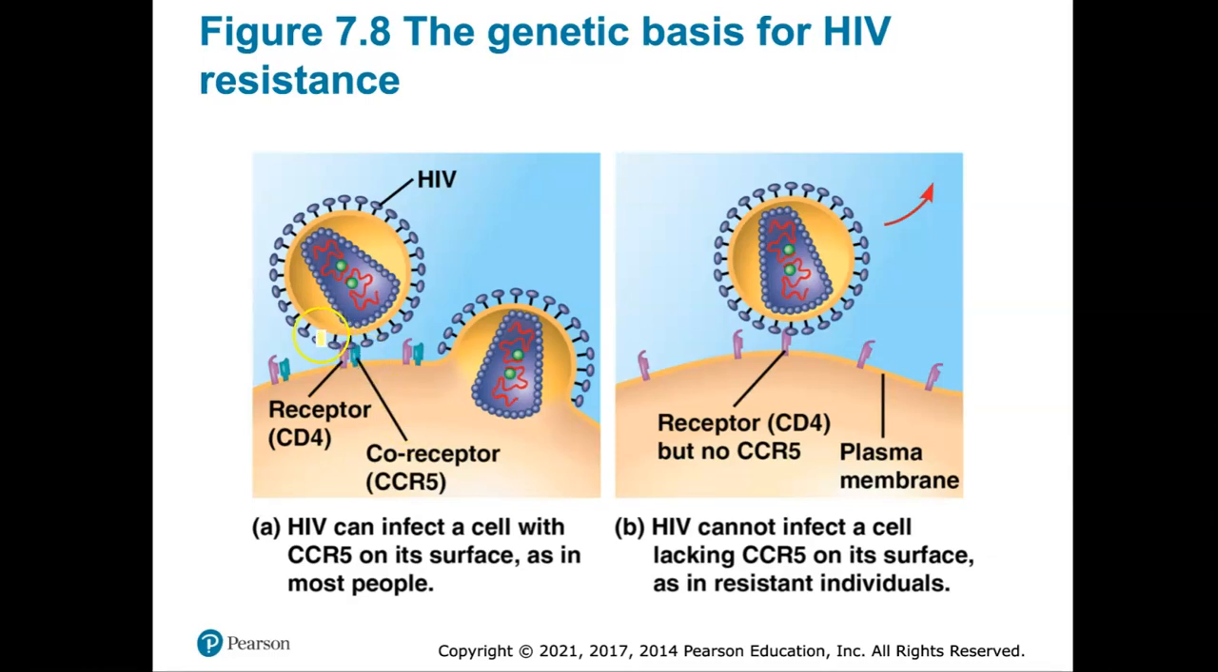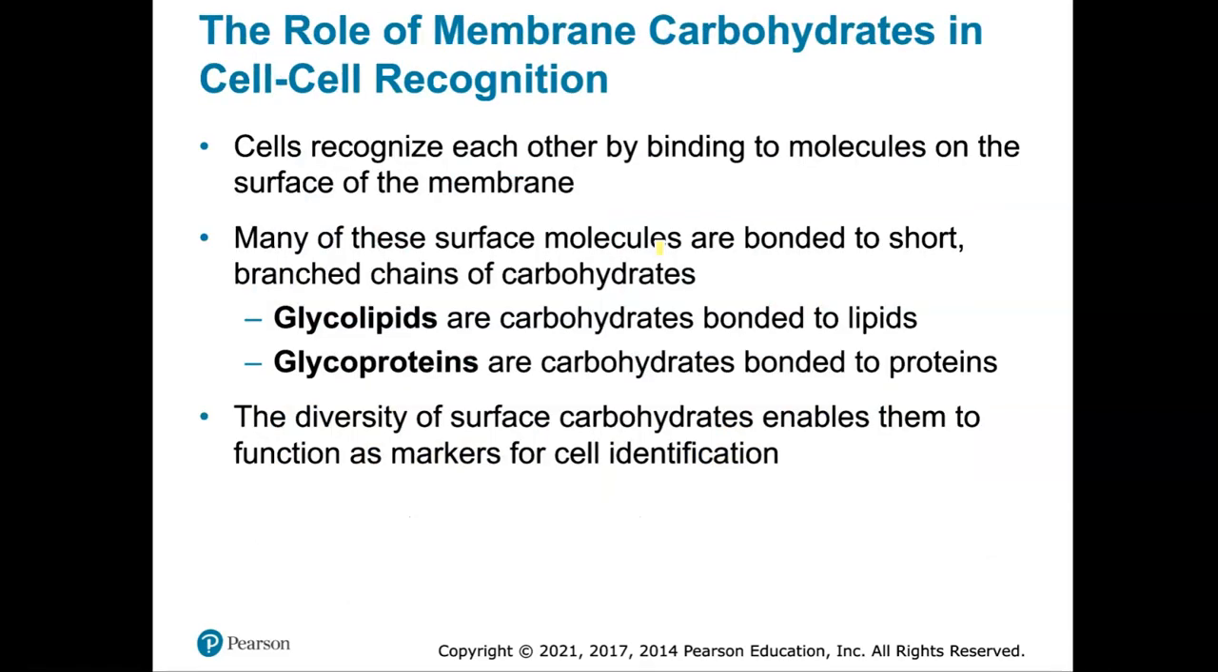CCR5. So as long as the glycoproteins in the envelope here that surrounds the HIV can attach to both the CD4 receptor and then the CCR5 co-receptor, they have to attach at the same time, then the next thing that's going to happen is it's going to trick that helper T cell into engulfing that virus, making more copies of it, and then releasing more copies to go attack more cells. And it will eventually shut down your immune system and cause you to develop AIDS.